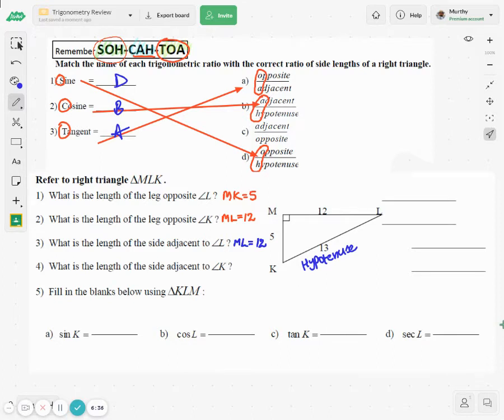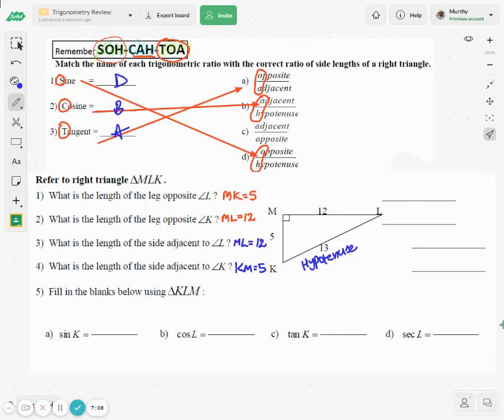Coming to question number 4, what is the length of the side adjacent to angle K? So here is K. Can I take this one as adjacent? Obviously no. Please remember adjacent means the side which is attached to the given angle. Therefore here KM equals 5 units.